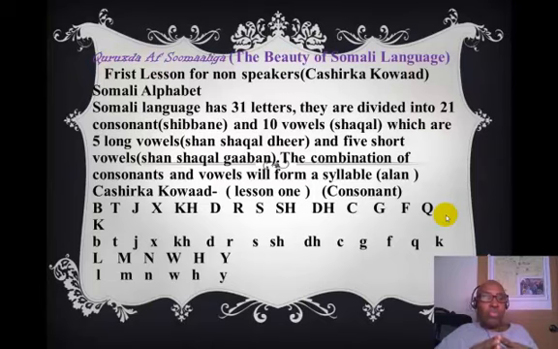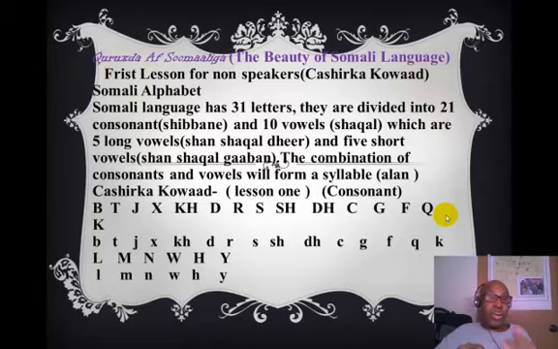So in general we have 31 letters. These 31 letters are divided: 21 of them are consonants. The word consonant we know in English is consonant, but in Somali we say shibane. So 21 of these 31 are called consonants, or shibane in Somali, and 10 of them are called vowels, which in Somali is shakal.